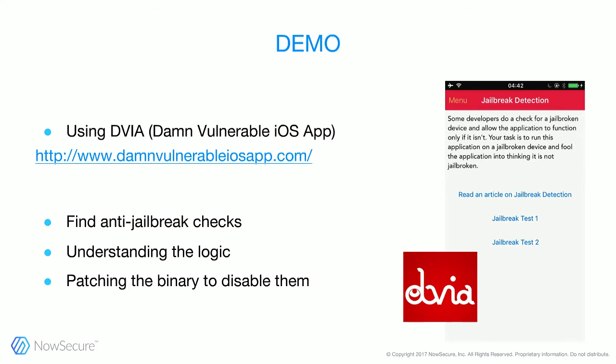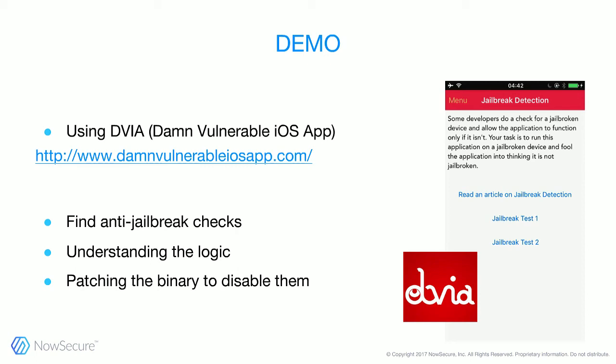In this demo, I will show how to find and bypass the anti-jailbreak checks found in the Damn Vulnerable iOS App. You can download the IPA from this link, and you can see the screenshot, so you can get an idea more or less about the user interface of this app and the icon. It's basically an app that has different checks and protections that are common in iOS applications.